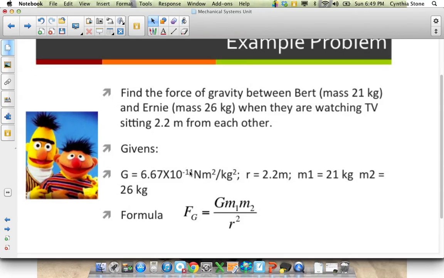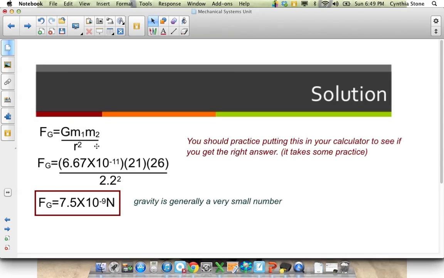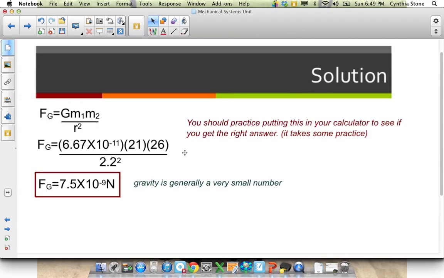Okay? And then there's the formula we're going to use. We're going to calculate gravity. You should write this down, and you should practice putting it in your calculator. In fact, I might come by and check that you put this very one in your calculator, just to know that you know how to do this properly, because with scientific notation and all this stuff, it's easy to make mistakes.